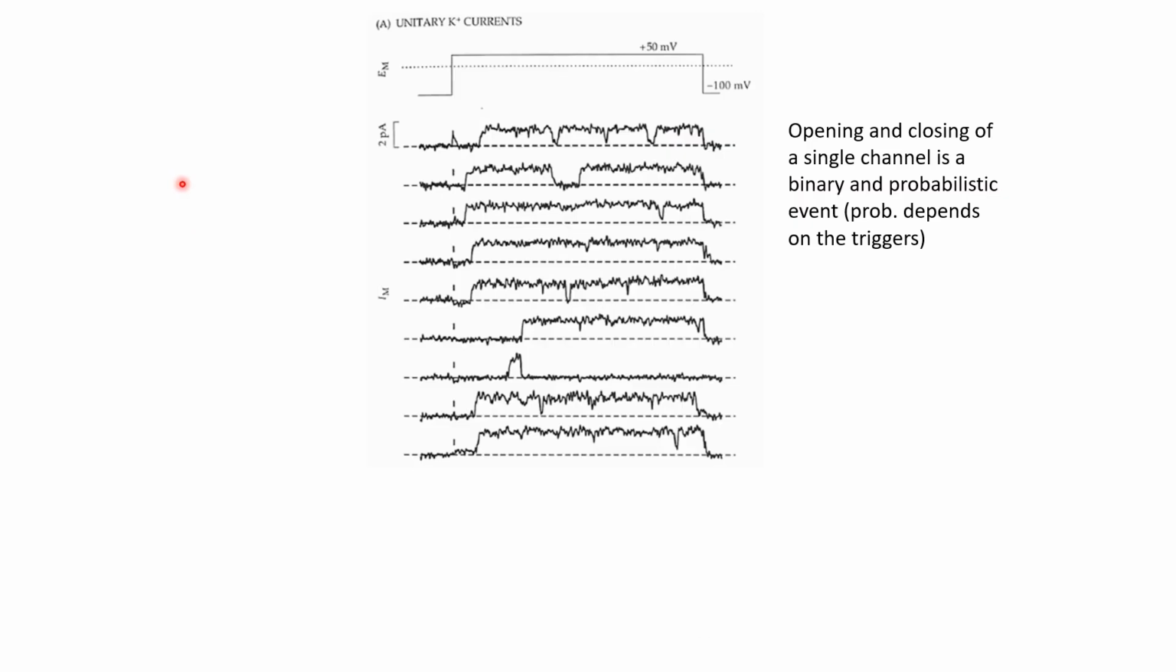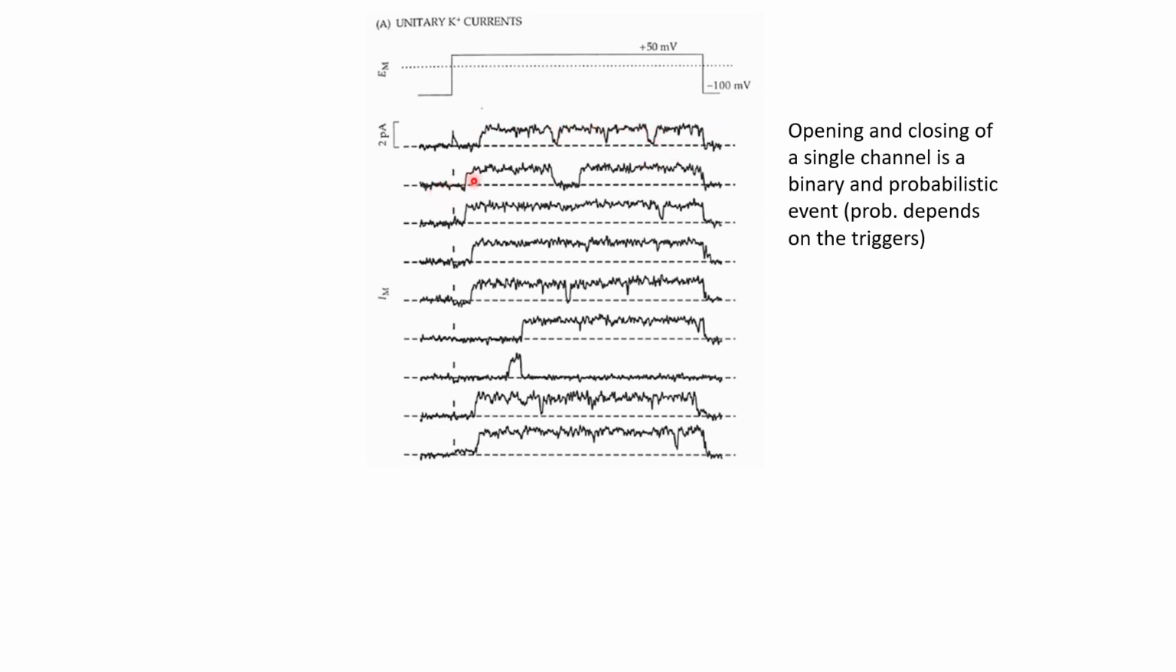Here is another example from a certain kind of potassium channels that are sensitive to voltage. And now in this case these channels are closed in the beginning, and then a voltage change is applied for a certain duration, and during that period the channels can potentially open. So here is one recording trace, and we can see that the channel gets in the open state for some time, then closes again, then again gets in the open state for some time, closes again, and so on.